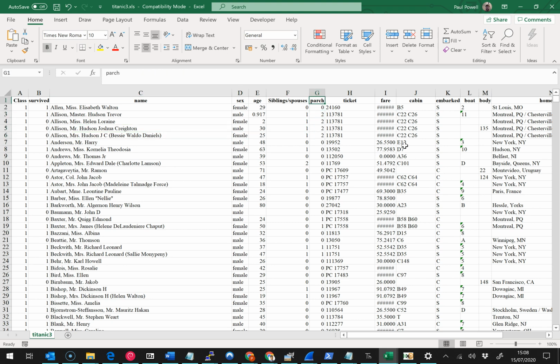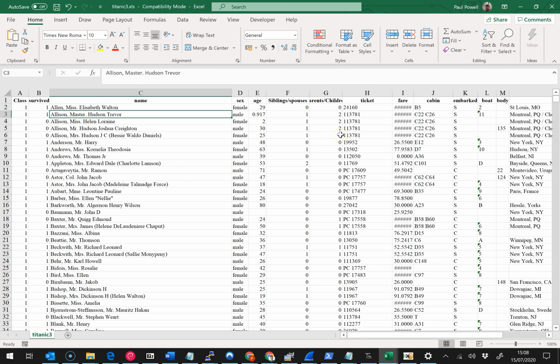The next bit of data is parents or children. So what you can see is that Master Hudson Allison had 2 parents aboard, and the 2 parents are Hudson and Bessie. Okay, here. And then you have Mr. Hudson, who's got 2 children aboard, and that is Helen and Hudson here.